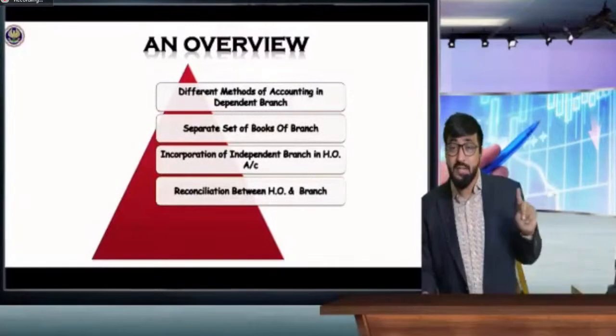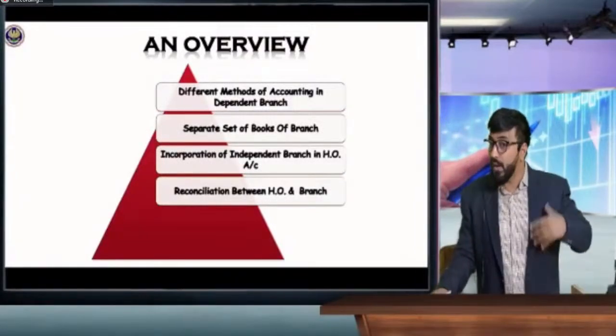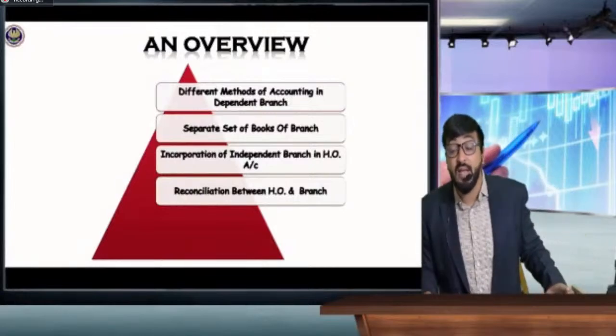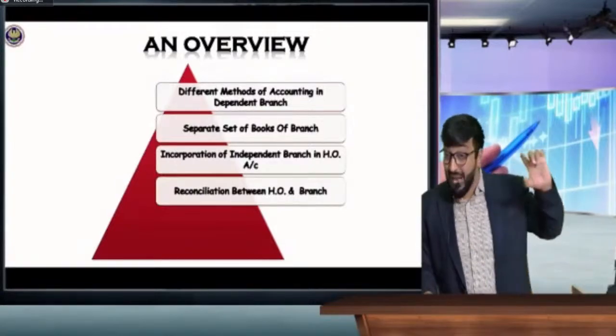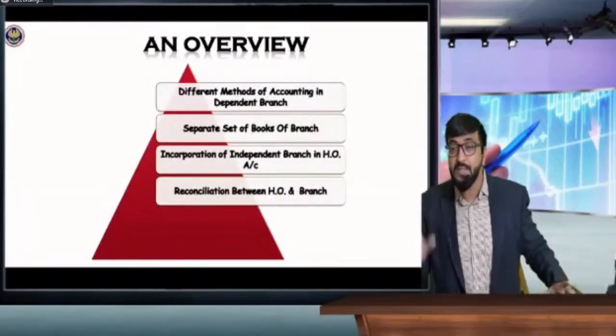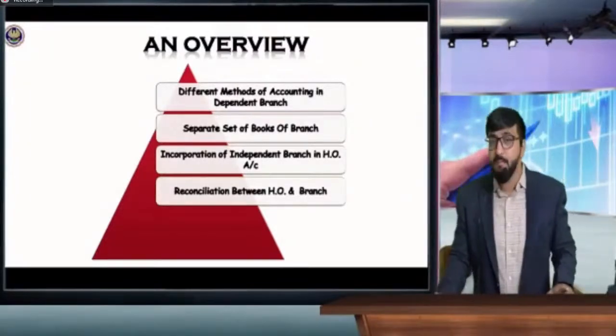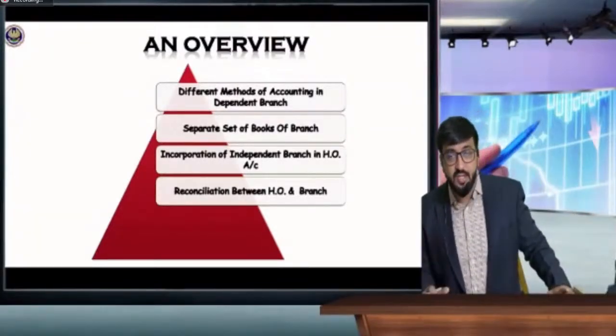HO sends it, but the branch has not received it, so the branch has not recorded it, and head office has already sent these goods. This is why there is a need for reconciliation, because the branch balance shows a different amount in the head office books, and head office shows a different amount in the branch books. So reconciliation is very important in this chapter. Reconciliation is like your cash book and passbook.